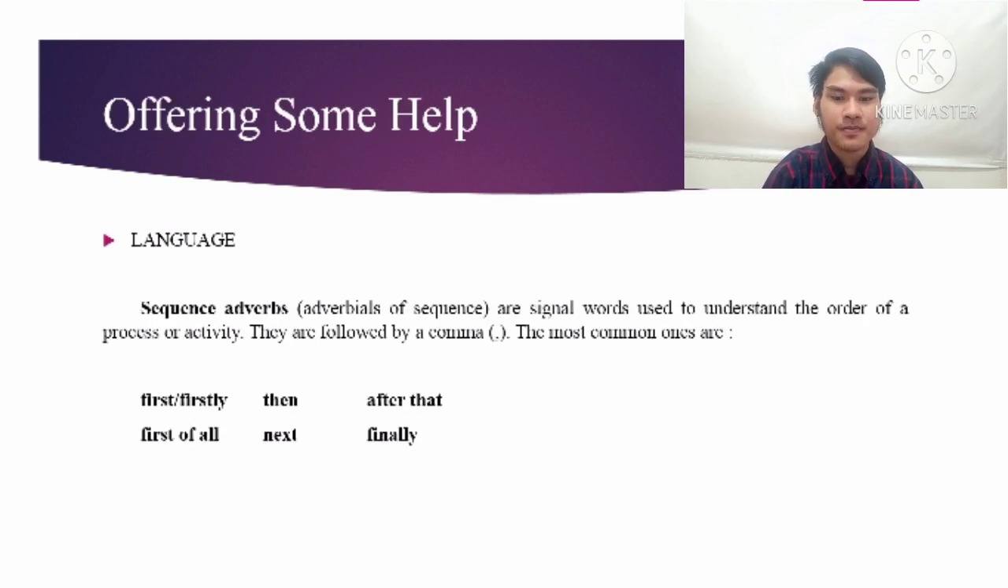Offering some help. Sequence adverbs or adverbial sequence are signal words used to understand the order of a process or activity. They are followed by a comma. The most common ones are first or firstly, then, after that, first of all, next, and finally.